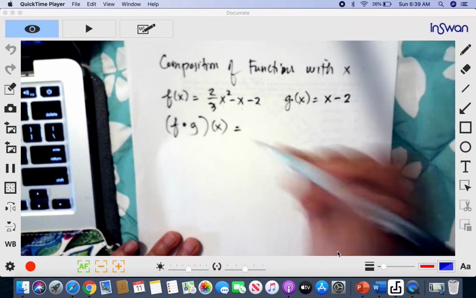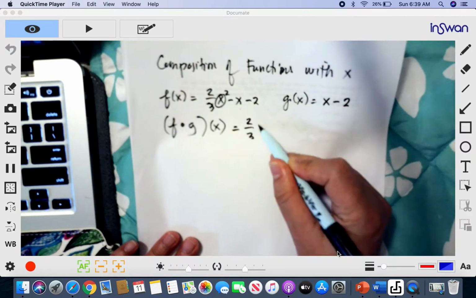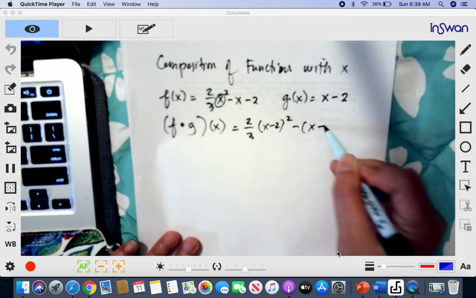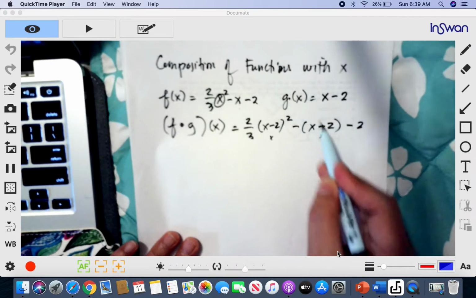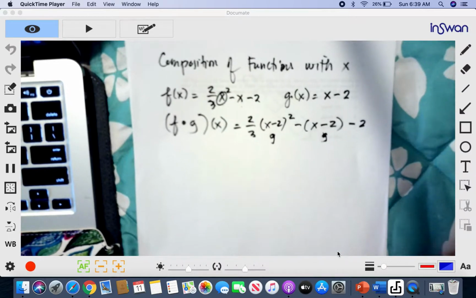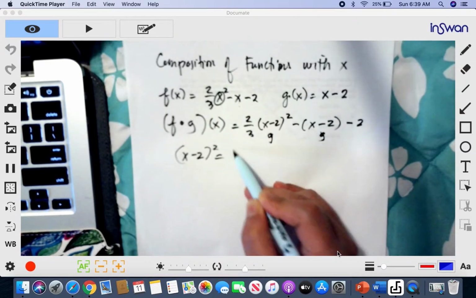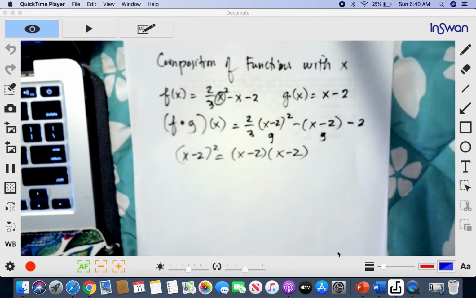So you will have here 2/3. This x here will be changed with x minus 2, and this x here will also be changed with x minus 2, minus 2. It's as if these are all x, but you're expressing it as g because both of these will be your g. Now, what is the meaning of x minus 2 squared? It means you will have to multiply x minus 2 by itself, not x times x and then 2 times 2. That is a common mistake of some students.